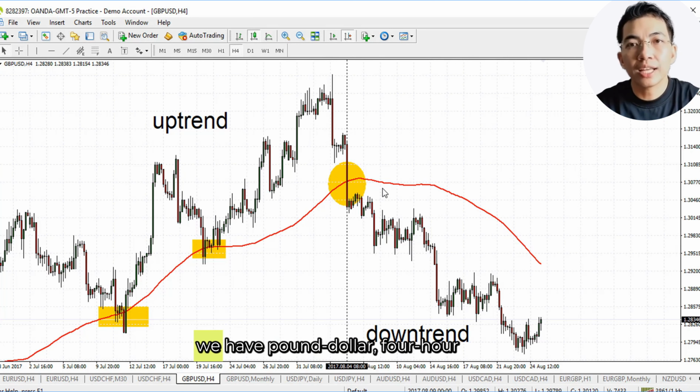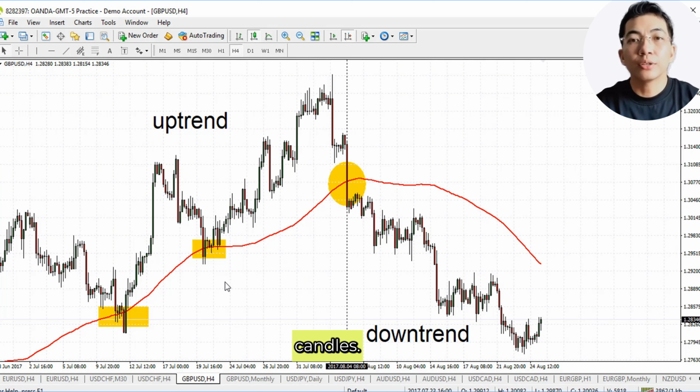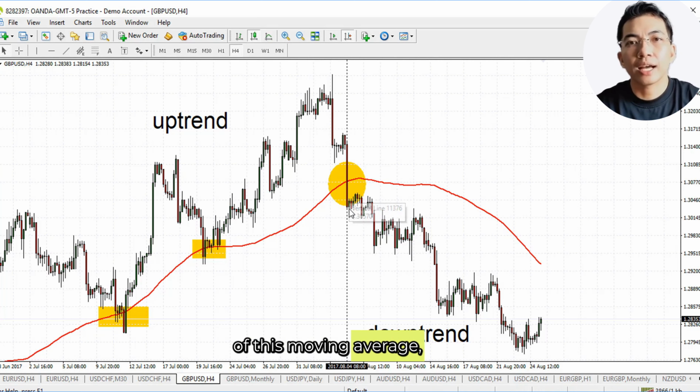So in this chart we have pound dollar, 4 hour is the time frame, and I have added a simple moving average with a period of 100 candles. First of all, we can divide the chart in 2 parts with this vertical dashed black line. In the first part we have a clear uptrend with the candles that are over the simple moving average. Then there's a break of this moving average and the price starts to go down.